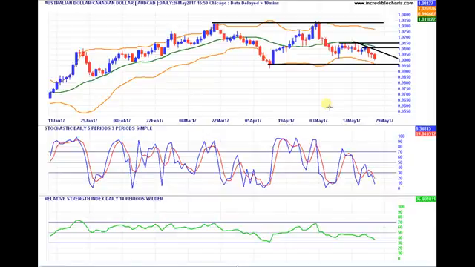Obviously, over the last couple of weeks, we haven't seen too much. It's been fairly choppy, sideways with a downside bias, but this one I think could turn into a nice trend. So let's move to the next chart.